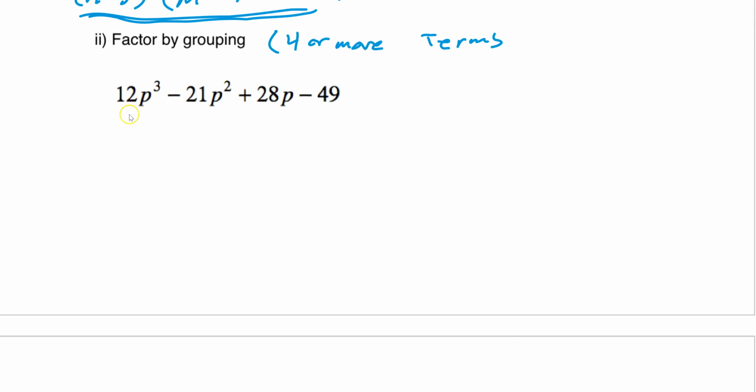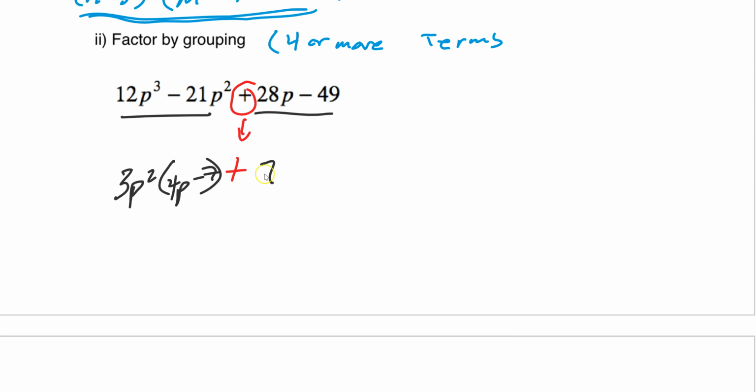And all that entails is you want to group the first 2, the last 2. We always bring down the middle sign. So in the first 2 here, they both have a 3p squared in common. Right? And you divide by 3p squared, you get 4p. Divide, you get minus 7. Over here, they both have a 7 in common. And you get 4p minus 7. So first step is just split them basically, bring the middle term, factor out what each one has in common.